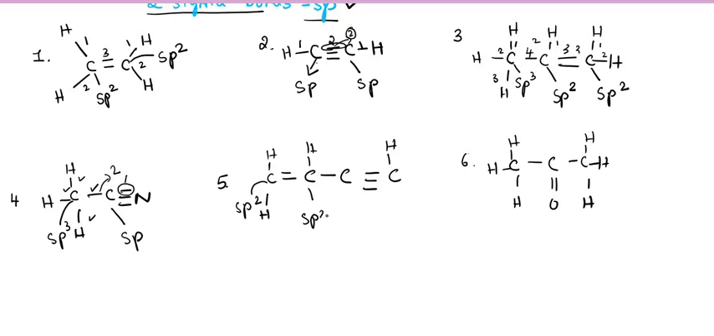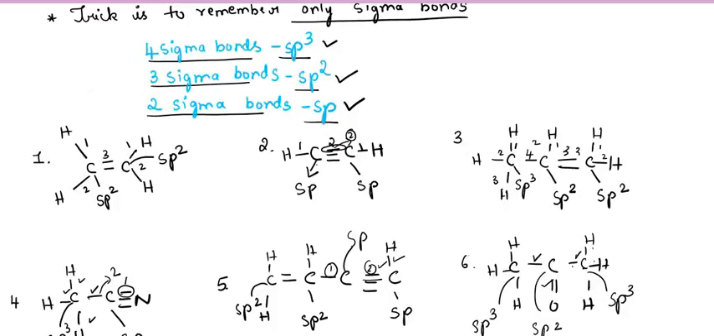Here also the number of sigma bonds is 3. It is sp2. The number of sigma bonds is 2 for this one, 1 and 2. So it is sp. Here also the number of sigma bonds is 1 and 2. So it is sp. And for this as well, the number of sigma bonds attached is 4. So sp3. And for this carbon as well, the number of sigma bonds is 1, 2, 3. So it is sp2. For this carbon the number of sigma bonds is 1, 2, 3, 4. So it is sp3. So this is the actual way to find the hybridization.